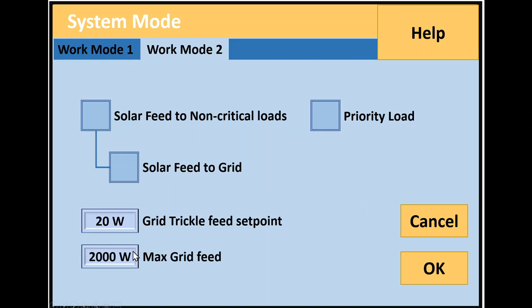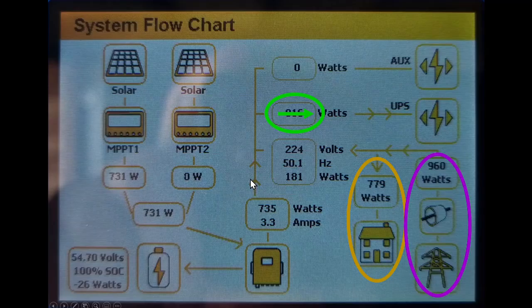I've made a drawing here trying to depict the screen more or less the same as they have it. But what I've done is I've said there are only 2 tick boxes. The first one is solar feed to non-critical loads. And the second one, that can only be switched on if that one is on, is solar feed to the grid. And those are the only 3 options that you should have. You tick none of them, you tick that one, or you tick both. And that gives you the options.